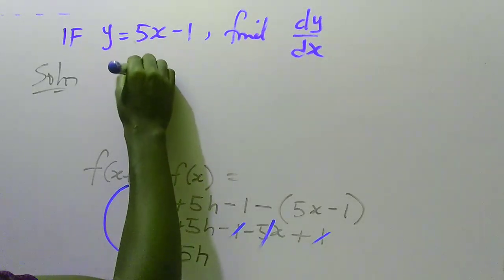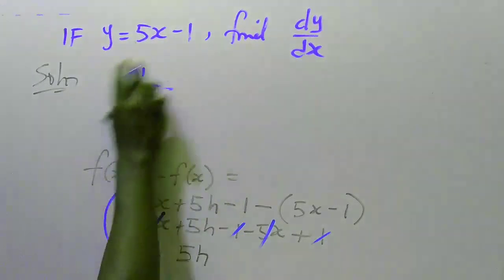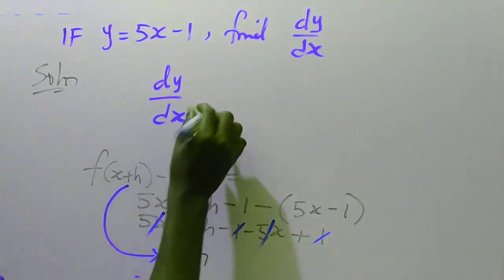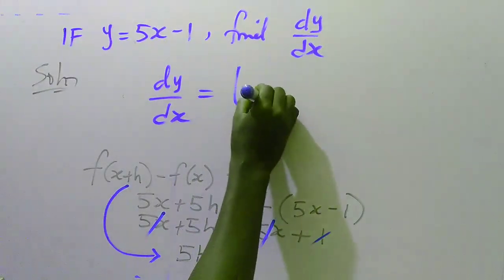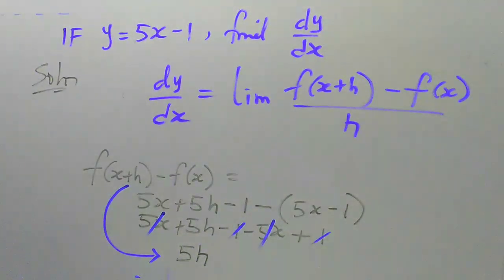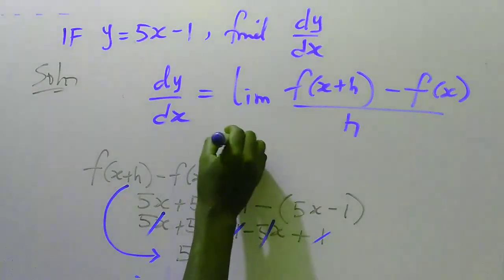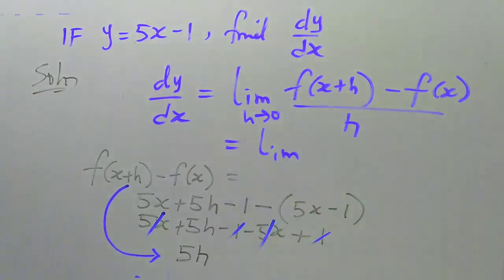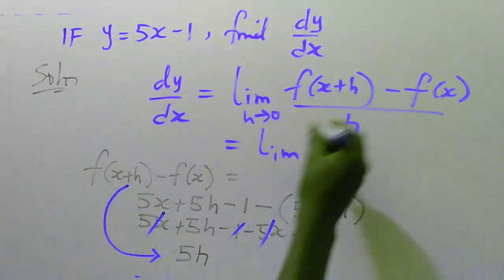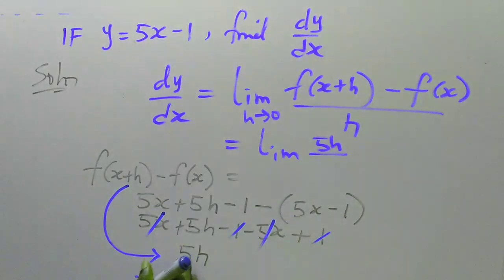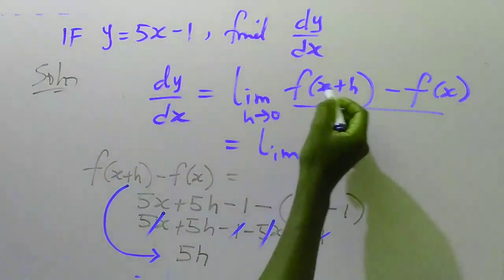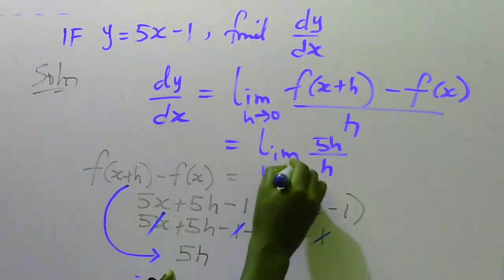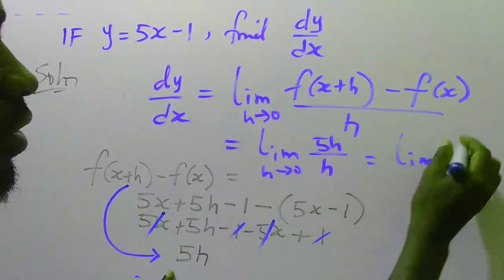Okay, so let's go now. Recall that our formula says that dy/dx is equal to limit. Remember, that's our formula. So let's put it down, which means as h tends to 0, remember that. So we have gotten this as 5h all over h. Remember, f of x plus h minus f of x, we have gotten it here as 5h. So I'm replacing it, and that gives me limit.